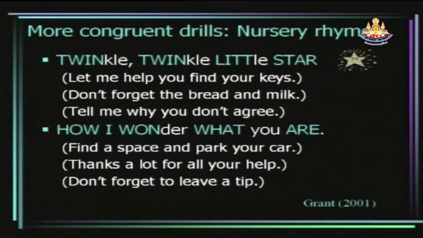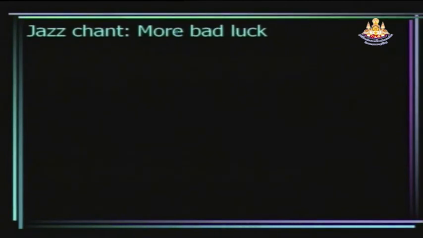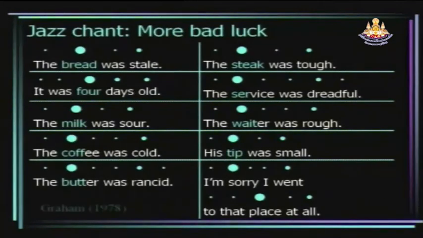We're running out of time. I think I'm going to skip the next 2 slides. Let's look at a jazz chant. We've talked about jazz chants before. More bad luck. This one's very nice. The bread was stale. It was 4 days old. The milk was sour. The coffee was cold. The butter was rancid. The steak was tough. The service was dreadful. The waiter was rough. His tip was small. I'm sorry I went to that place at all. Very nice examples of rhythm in English.